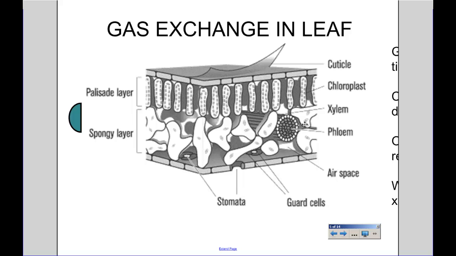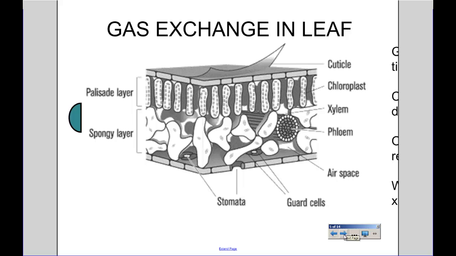You have your phloem on the middle part. You can see this vascular tissue. The xylem is on the outside portion, and you also have chloroplasts in the palisade layer. That's the part that does the photosynthesis. On the top of the leaf here, you'll see the cuticle.